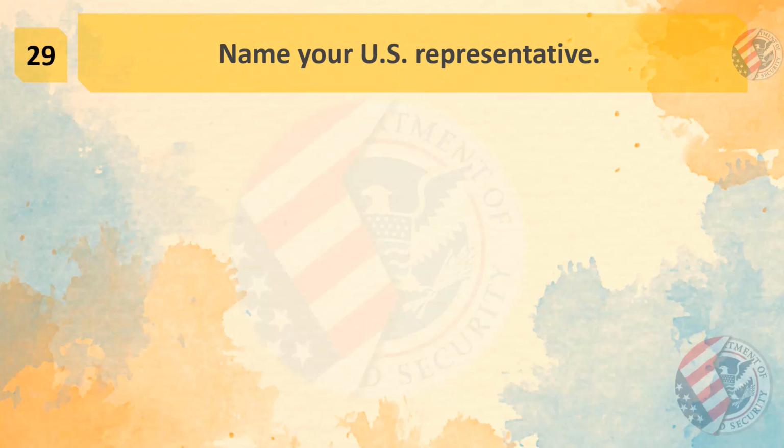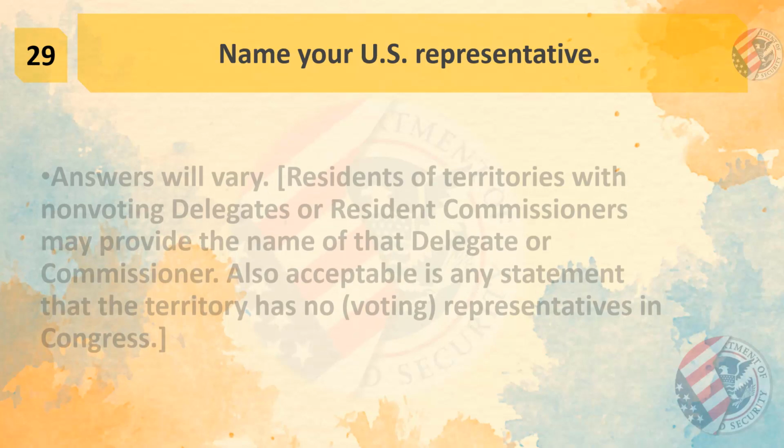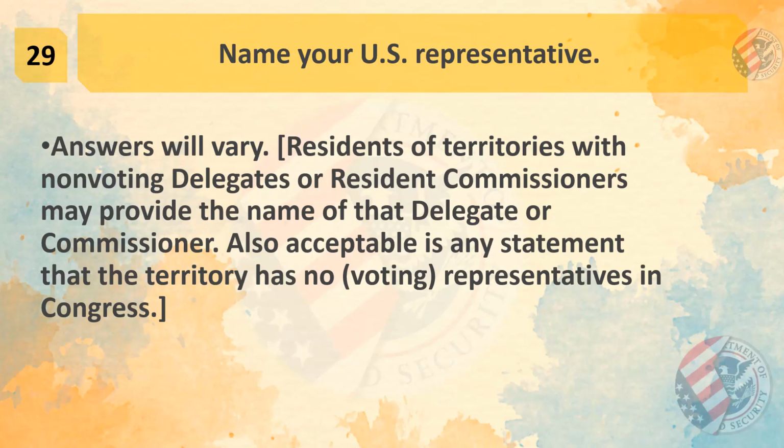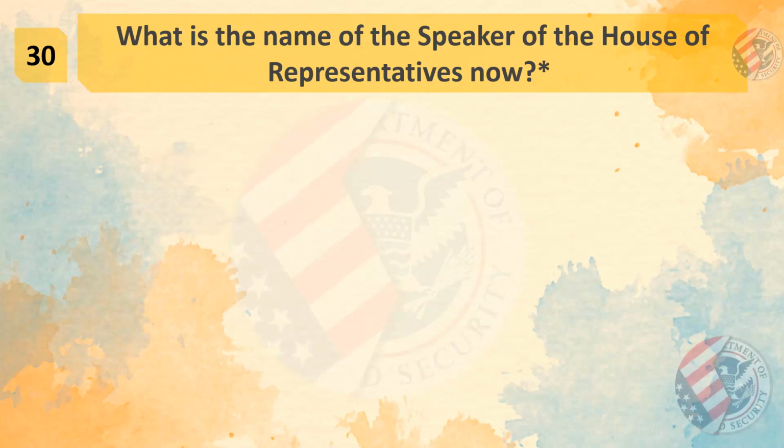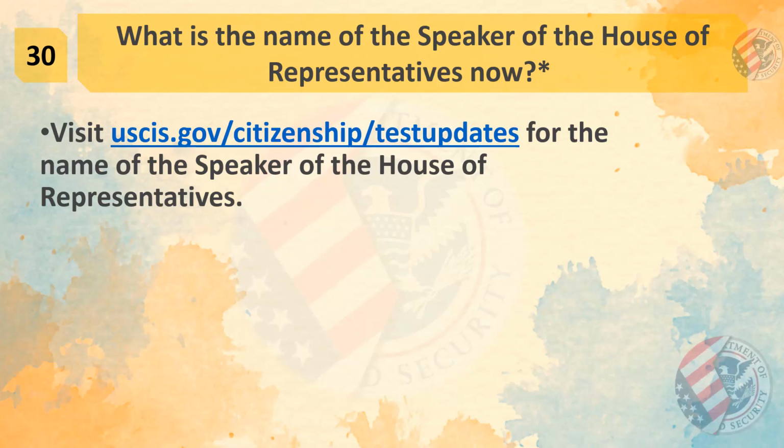Name your U.S. representative. Answers will vary. Residents of territories with non-voting delegates or resident commissioners may provide the name of that delegate or commissioner. Also acceptable is any statement that the territory has no voting representatives in Congress. What is the name of the Speaker of the House of Representatives now? Visit USCIS.gov/citizenship/updates for the name of the Speaker of the House of Representatives.